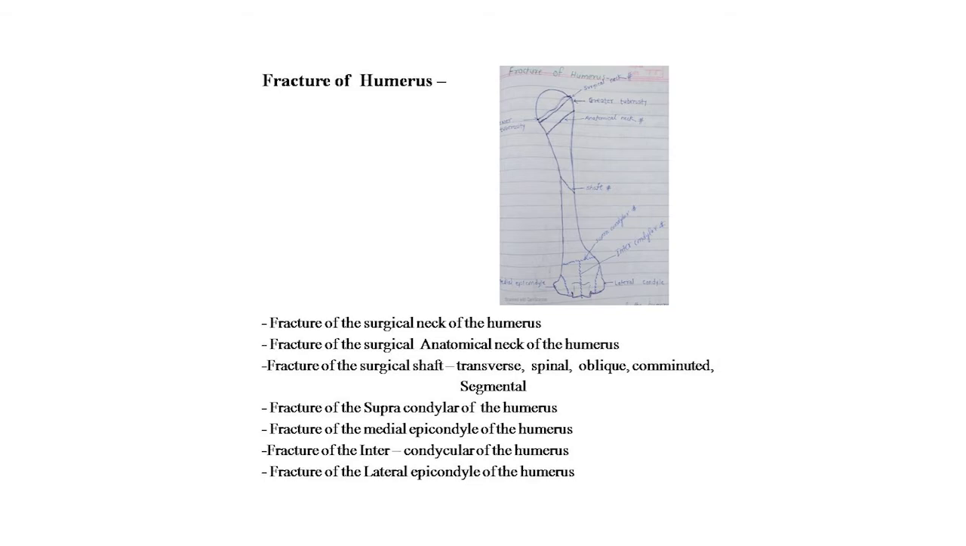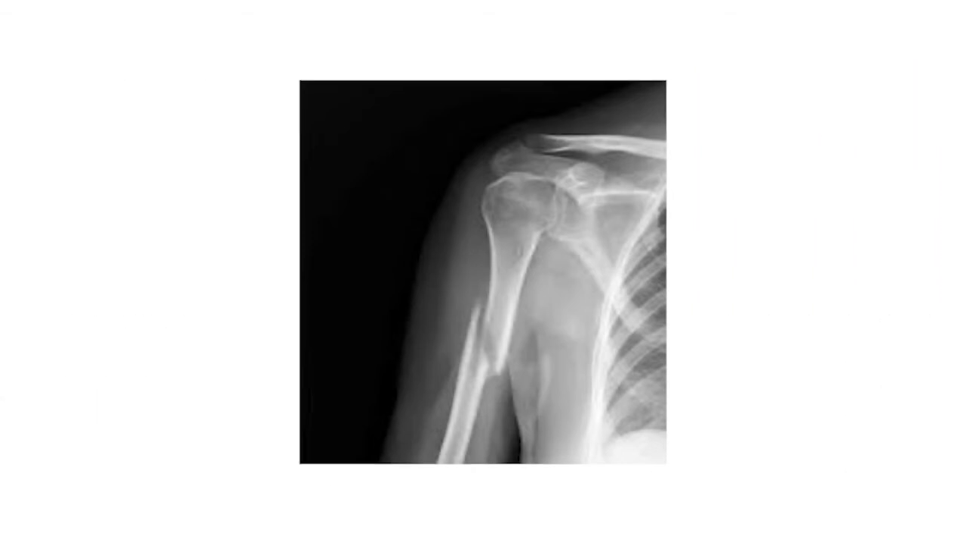Fracture of the shaft of the humerus may be transverse, spiral, oblique, comminuted or segmental. Dear students, here is the image on your screen you are watching. The typical spiral fracture of the shaft of the humerus is clearly seen on this X-ray film.